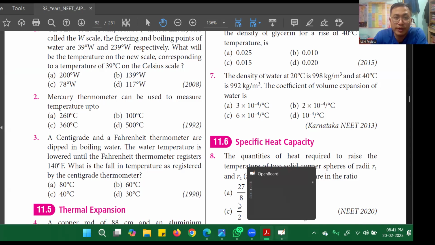360. Why? Does the mercury thermometer have a 360 marking? That's not the right way. Always answer scientifically. One second.